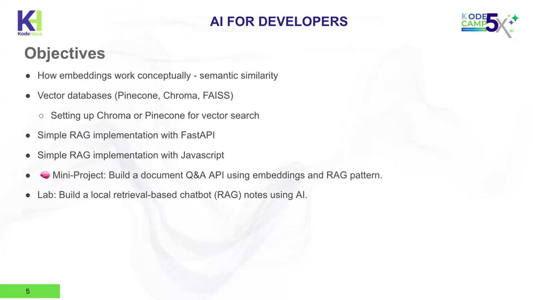So we have vector databases, and we have three of them we're going to look at. We have Pinecone, we have Chroma, we have Faiss. Faiss is from Facebook AI. It's a library actually. So we'll look at that. Then we will continue to look at what we call RAG. Like I said, RAG is retrieval augmented generation.